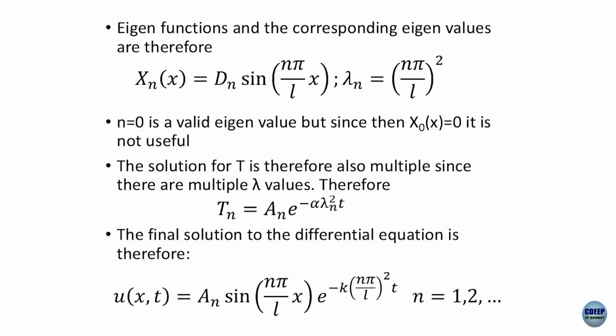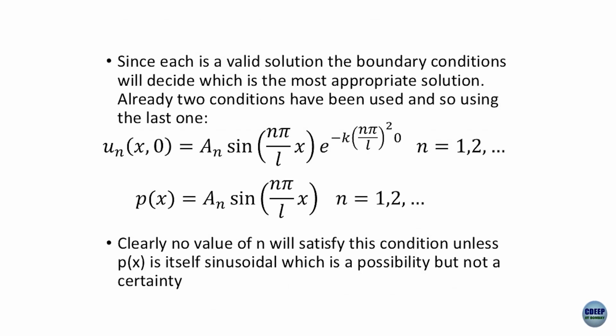So the final solution can be written up as u equal to a sub n. The sub n refers to the nth eigenvalue, sine n pi x by L times e to the minus k times lambda square t. Okay. So this is the solution, and we have used up two conditions, and if you try to put in the third condition, then it turns out that it's a little bit difficult to comprehend the fact that the third condition can be right away satisfied.